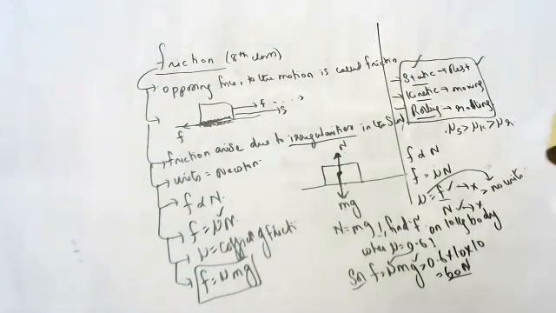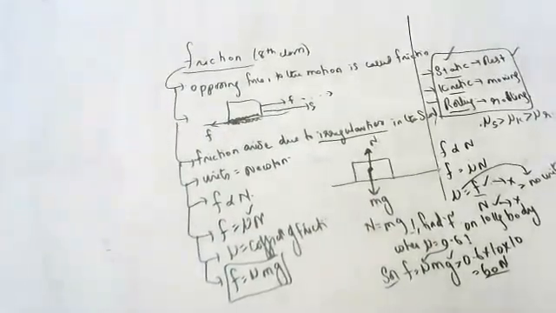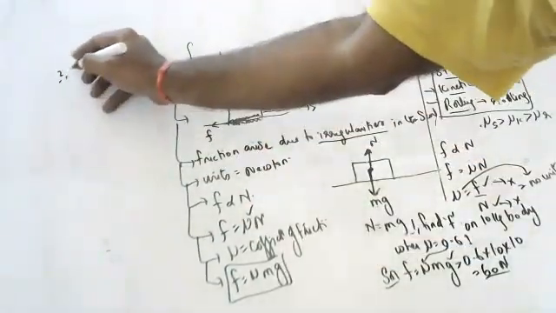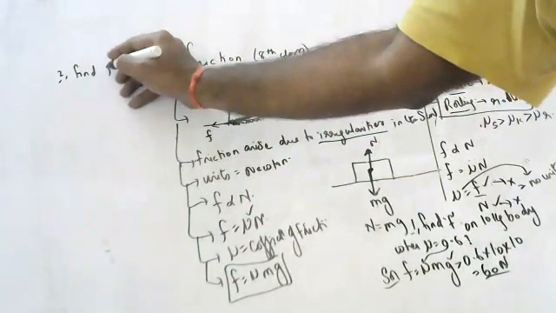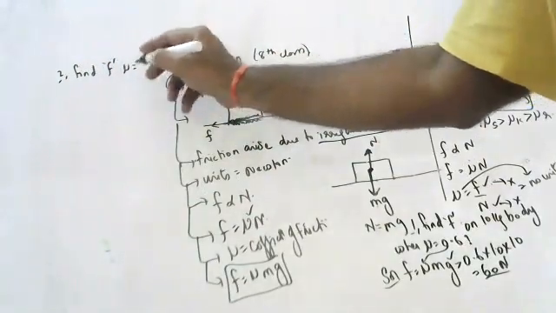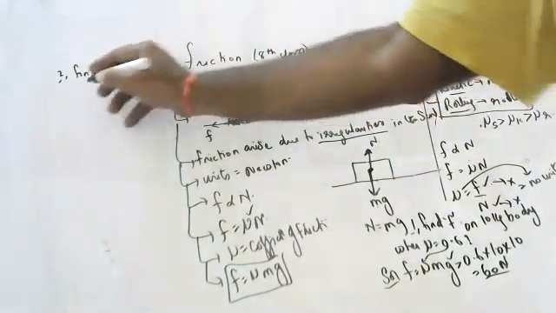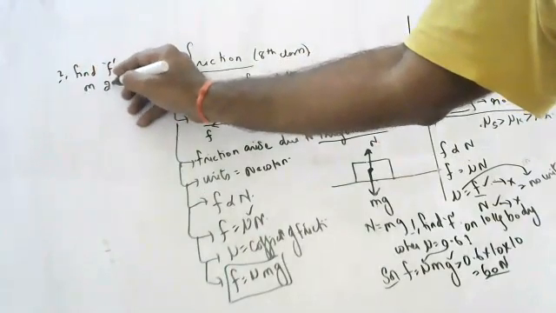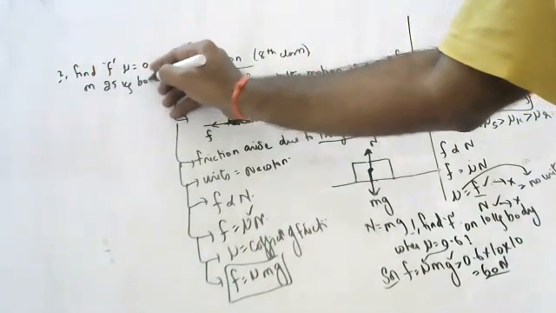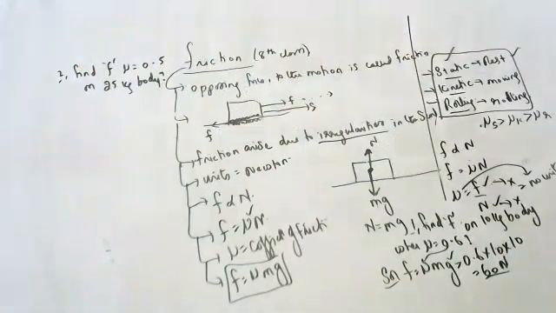No, sir, we didn't understand this. One more sum I will tell you to understand. Find frictional force when the coefficient of friction is 0.5 on a 25 kg body.